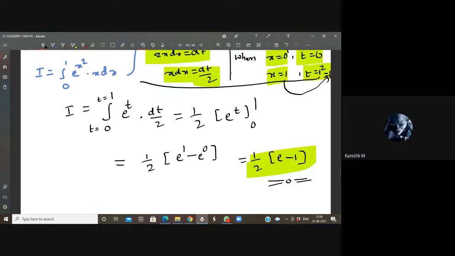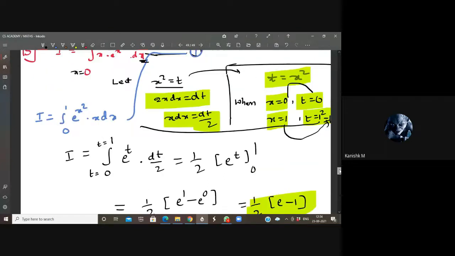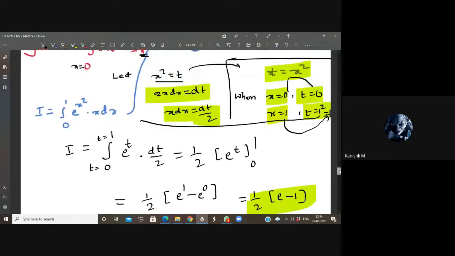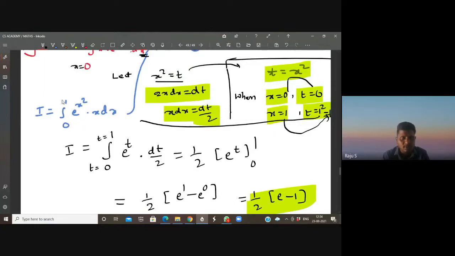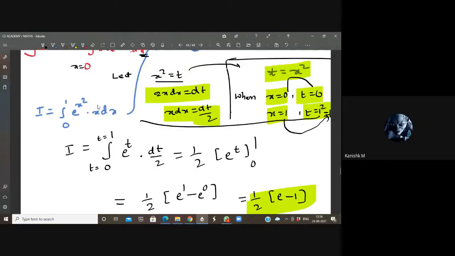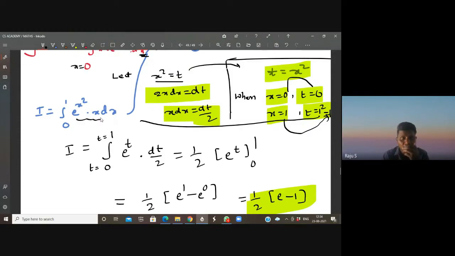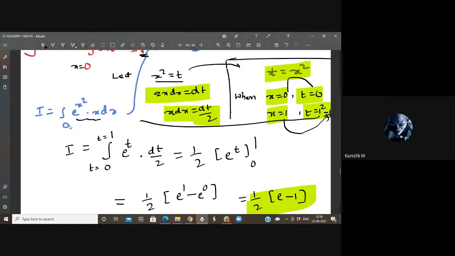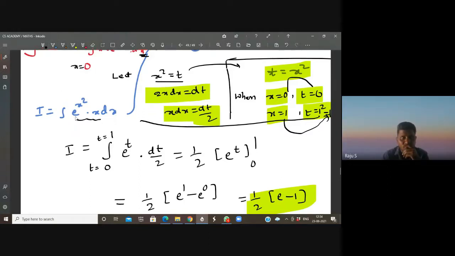Sir, here if we get the same values 1 and 0, can we directly substitute in x square, like x is equal to 1 and x is equal to 0? No, no. How can you evaluate this integral value? What is the integral value of e power x square into x? Before applying the limits, we should evaluate this indefinite integral. It's not possible directly; we would have to apply UV rule.